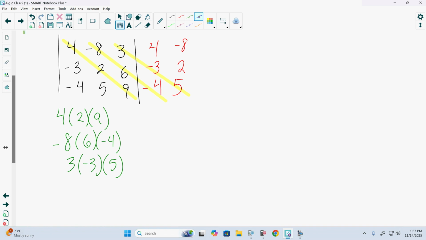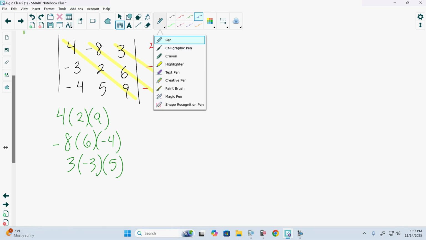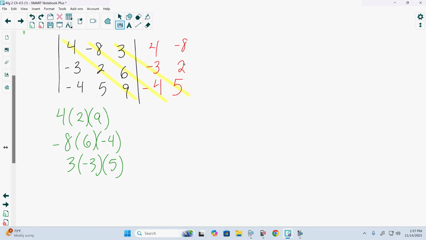But we also have our other diagonals, which, okay, I was hoping to keep the highlighter. Because we do have -8 times -3 times 9. But we also have these other 2 here, 4, 6, 5, 3, 2, -4. We do have those 3 diagonals going in the other direction.